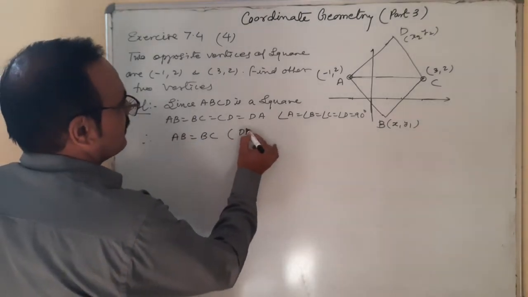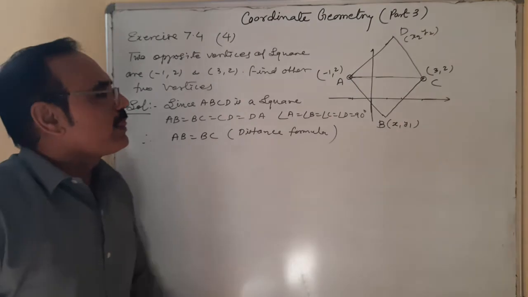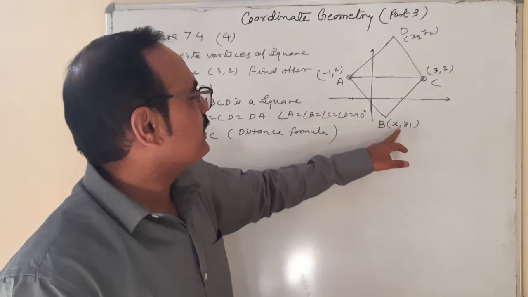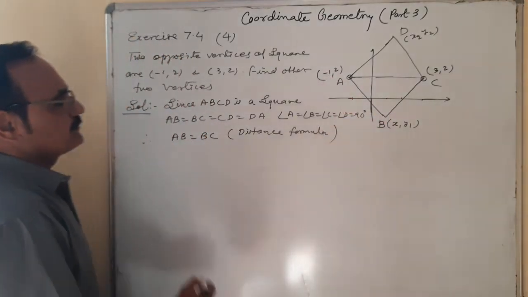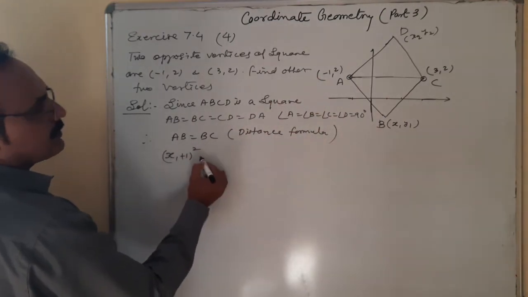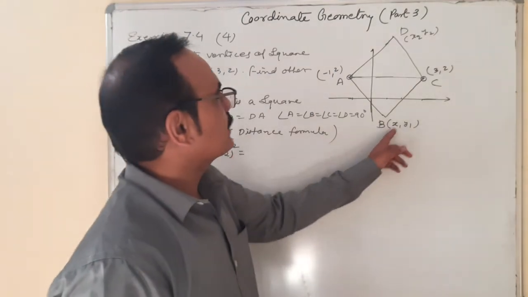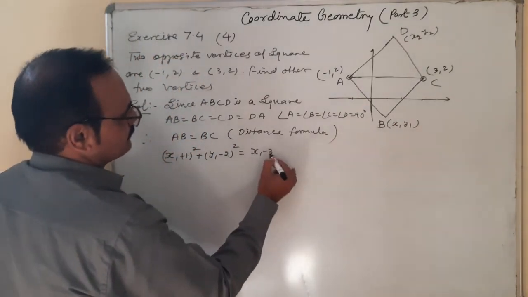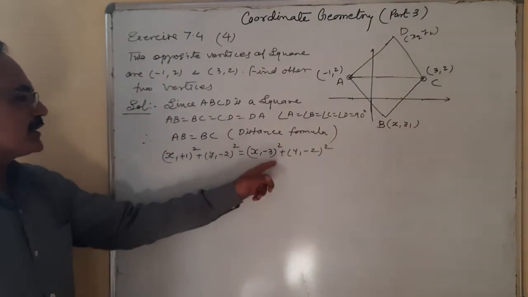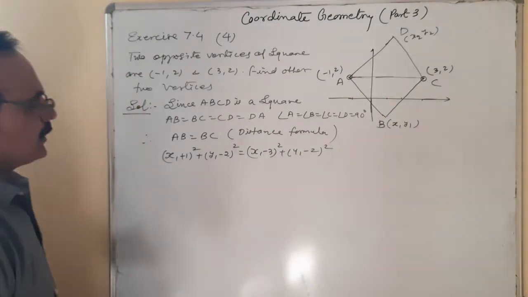Both the sides are equal using the distance formula. So I'll write here: square root of (x1 plus 1) whole square plus (y1 minus 2) whole square is equal to square root of (x1 minus 3) whole square plus (y1 minus 2) whole square. Using the distance formula it comes under root, but because both are equal, squaring removes the roots.